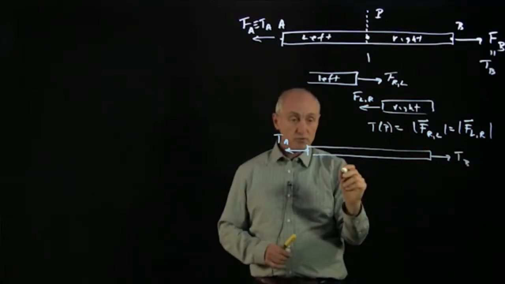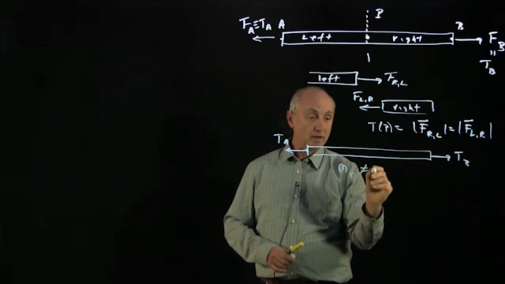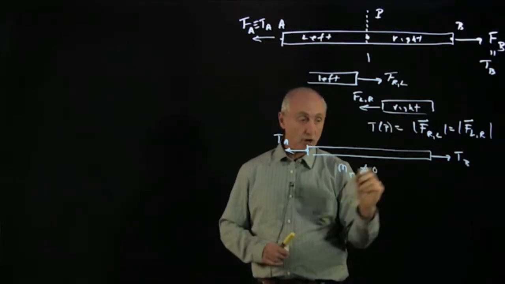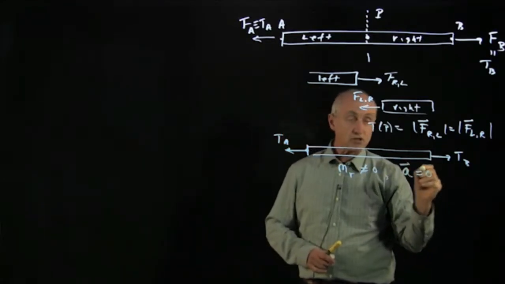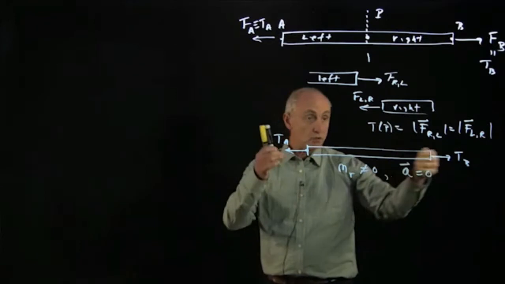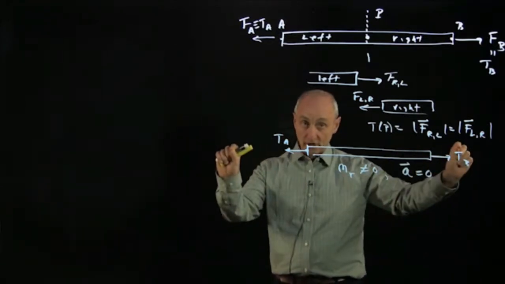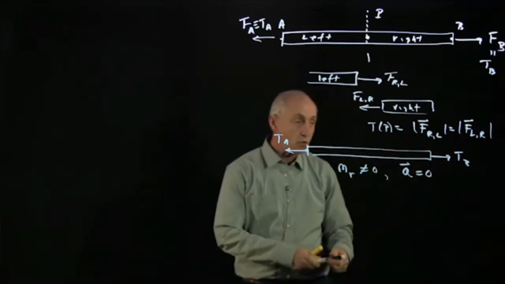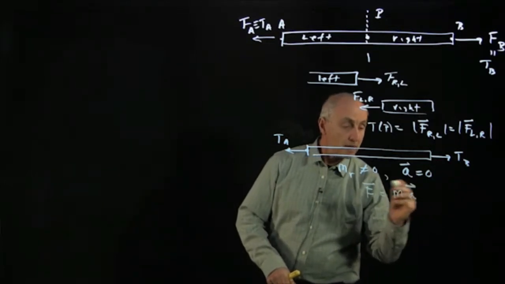Now, suppose that the mass of the rope is non-zero, and we want to apply Newton's second law. But let's also apply the condition that the acceleration of the rope is zero. So you're holding the rope under some tension by pulling both sides, but the rope is not accelerating. What does that mean when we apply Newton's second law to the rope?